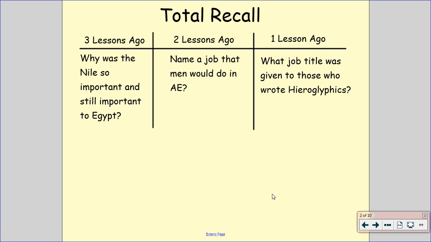Name a job that men would do in ancient Egypt. So name some of the jobs that they could do. And 1 lesson ago, what job title was given to those who wrote hieroglyphics?